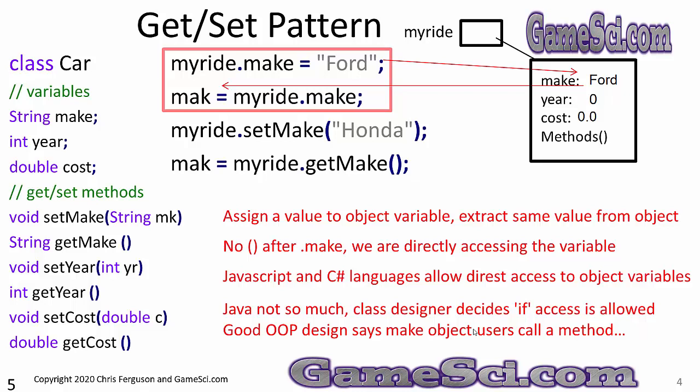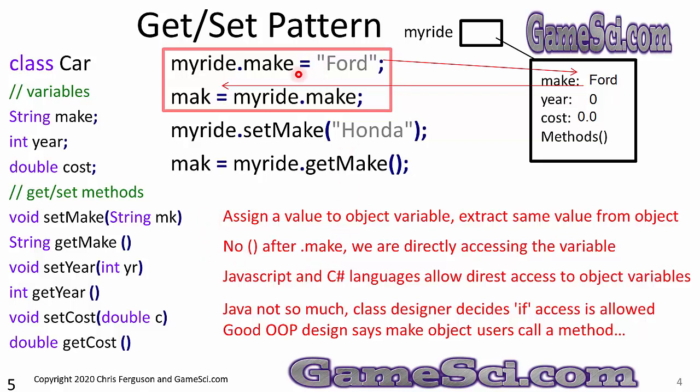I'm going to be a little redundant again. Remember on some of those previous slides I showed you two ways to do the same thing. I'm going to do the same thing here. I'm going to do it once by accessing the variable, and then I'm going to do it again by accessing methods to do pretty much the same thing. Now in this box we have two lines of code: myRide.make equals "Ford" and MAK equals myRide.make. What we're going to do here is assign a value to an object variable, then extract the same variable from the object. What are we doing here?